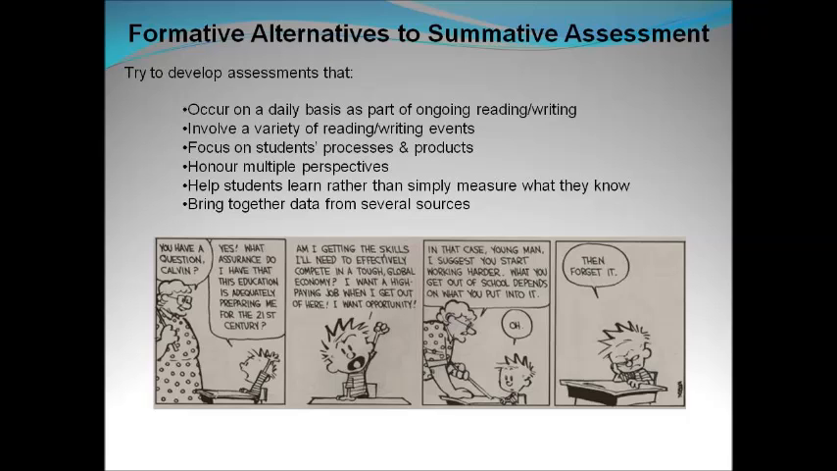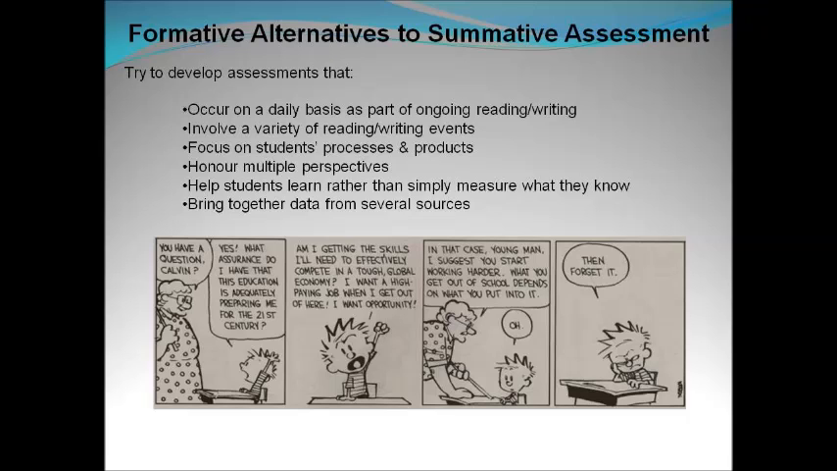Formative alternatives to summative assessment. When you're thinking about formative assessment, you try to develop assessments that occur on a daily basis as part of an ongoing reading or writing campaign, right? Formative assessments involve a variety of reading or writing events, so you don't always do the same thing all the time. You try to do different things. You see what a kid's strengths are, what a kid's weaknesses are, what a kid likes, what a kid dislikes, these sorts of things, right? It's daily, it's over time, it's formative, it's helping them form.